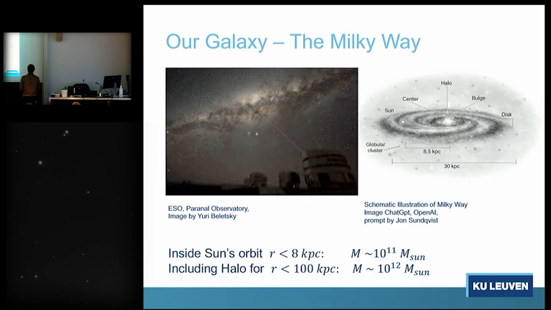Yeah. So if we look at the mass inferred inside our own sun's orbit here, which is at 8 kiloparsecs or something like that, it is something like 10 to the 11 solar masses, which is significant. However, if we go out to, say, 100 kiloparsecs, this mass actually increases by an order of magnitude. So the majority of the mass actually sits outside of this in the Milky Way. That's our current understanding of things.